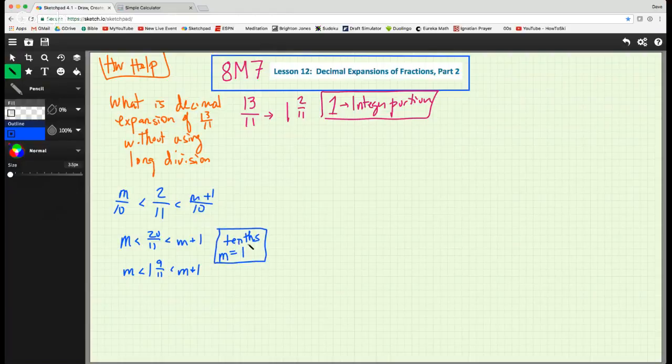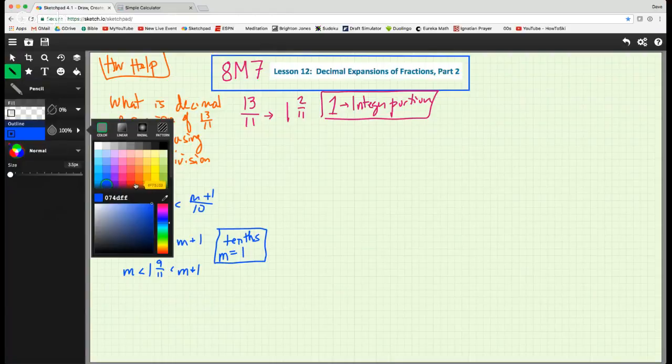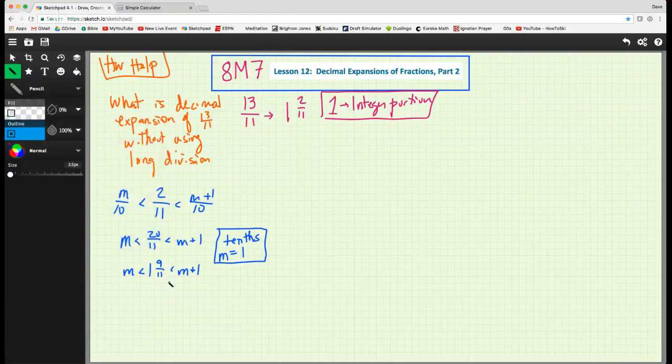That's our tenth digit. Now let's move along and let's go to light blue. And so now we want to keep going, and we say, well, we know our tenth digit is 1, so we're going to go 1 over 10 plus, and we're going to look for our hundredths digit. m over 100 is less than 2 elevenths, which is less than 1 over 10 plus m plus 1 over 100.